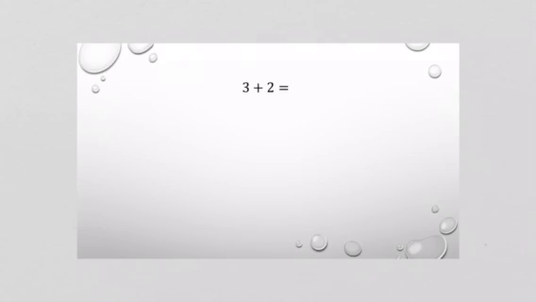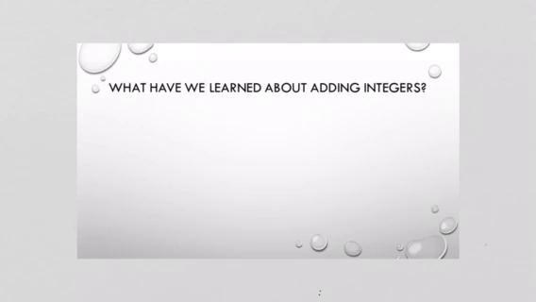How about this one, 3 plus 2? Yes, you know the answer is 5, but how do you get that? We have 3 positives and 2 positives. How much do you have all together? That's right, 5 positives.